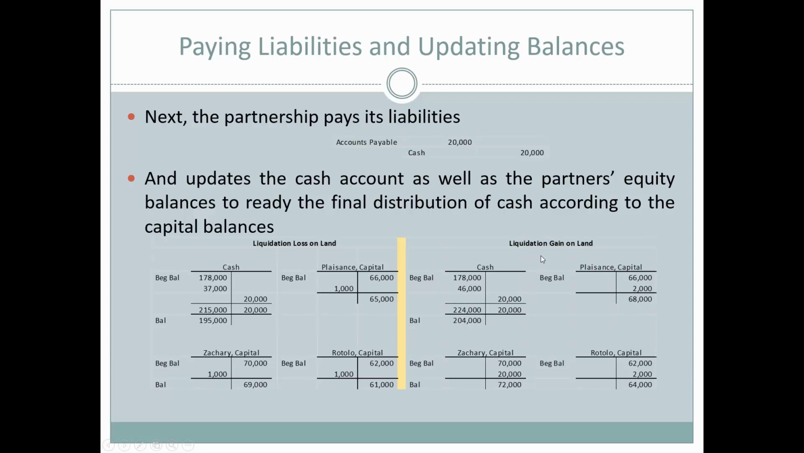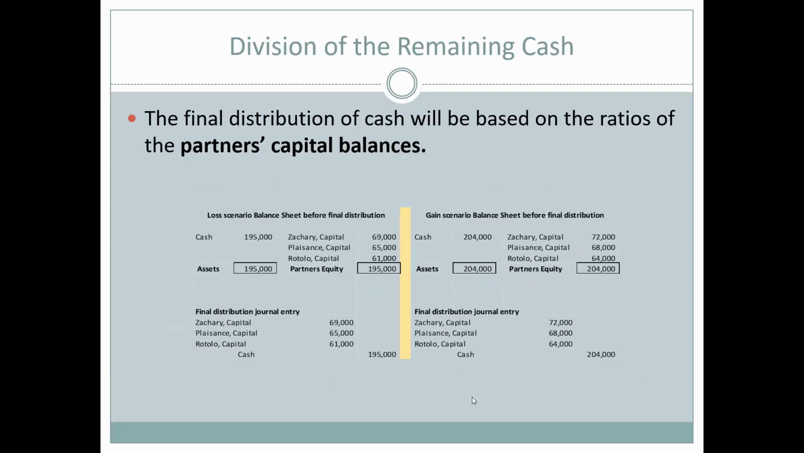All right, now let's look at the liquidation gain. Here we have the same beginning balance of cash, but instead when we sold the land we got $46,000, same payment of the accounts payable, but now we have $204,000 in our cash account. And in this instance, because we had a gain, the $2,000 has been added to the capital balance for each one of the partners. Now let's see what we have now by way of a balance sheet.